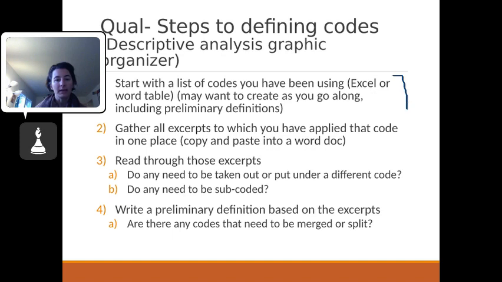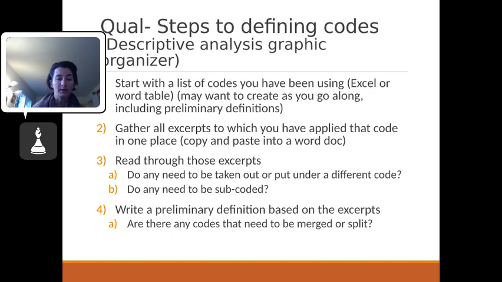So step number one is to start with the list of codes you've been using. You can create an Excel or a Word table. The graphic organizer I gave you is a Word table, but you can certainly use Excel. You may want to create this list of codes as you go along. And in fact, you may want to even have preliminary definitions of your codes, because as you go through interview number 3, you're looking at, well, what exactly did I mean by this code that said professional development agency? So you might want to have a preliminary definition, and then you will revise that definition as you go through this process.